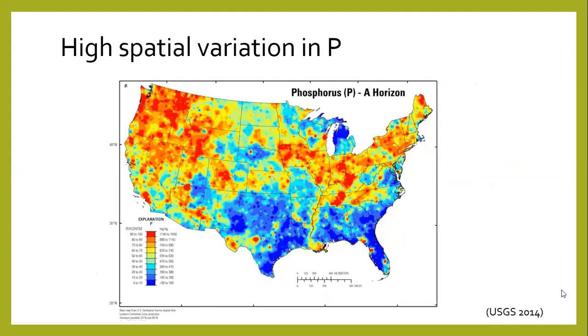And I also want to point out that there is a high spatial variation in phosphorus. So you can see there's areas where soil phosphorus is higher and areas where it's lower, and this varies with geography.